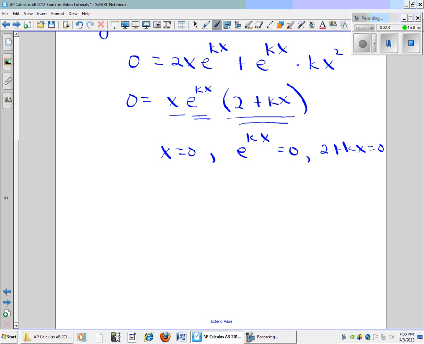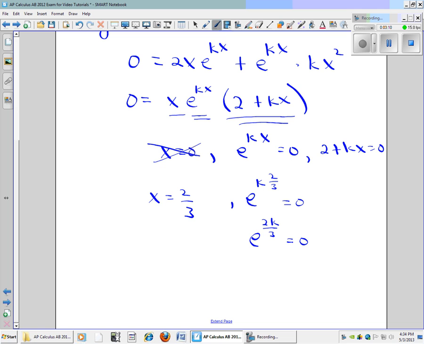But we're told in the beginning of the problem that x equals 2/3. So x is not 0. That's not one of our answers. And if we put 2/3 in for x, we'll see if the following is true. e to the k times 2/3, is that equal to 0? Well, that gives me e to the 2k divided by 3 equals 0.